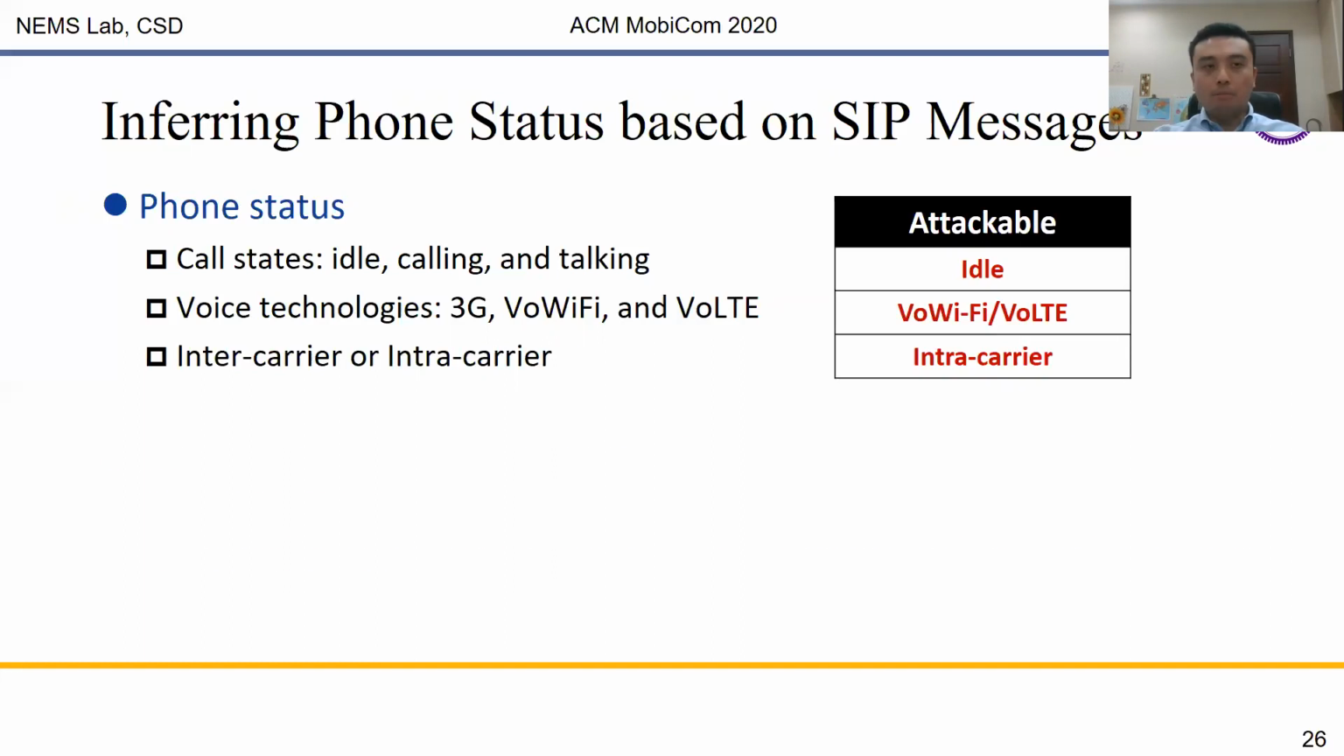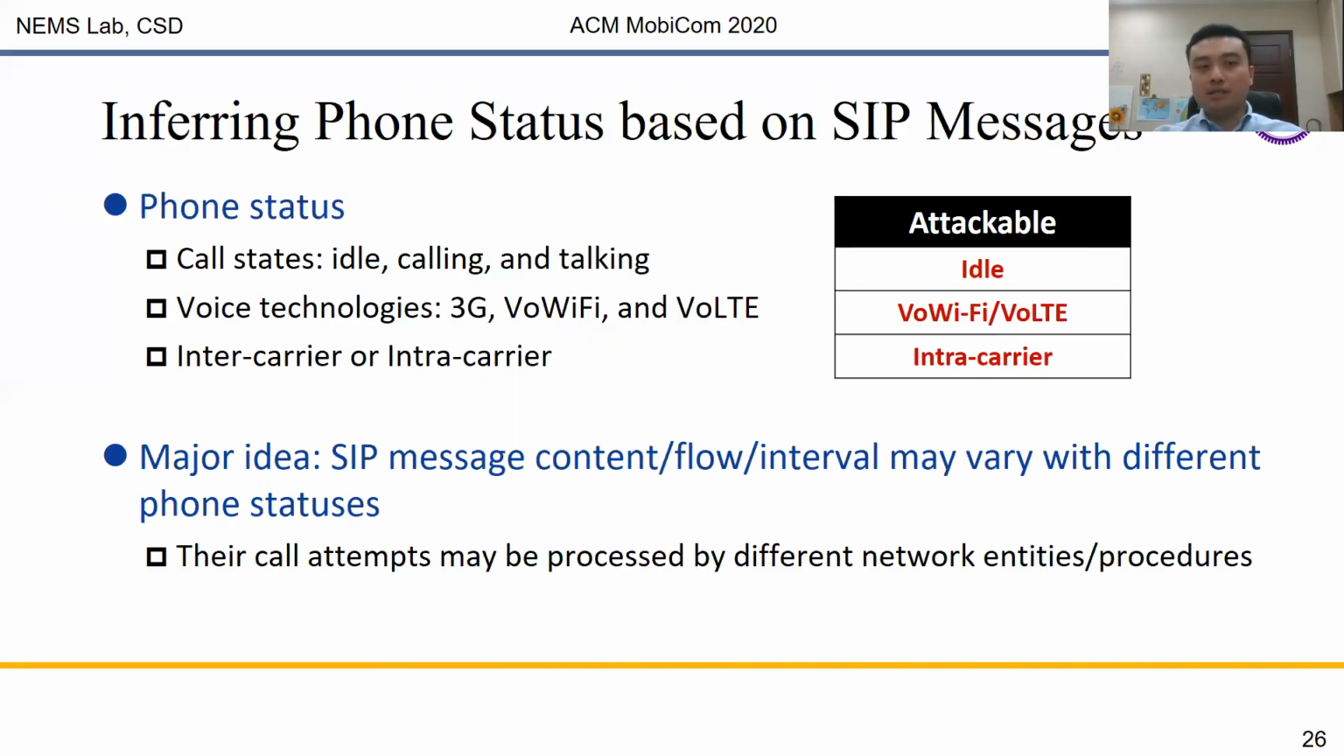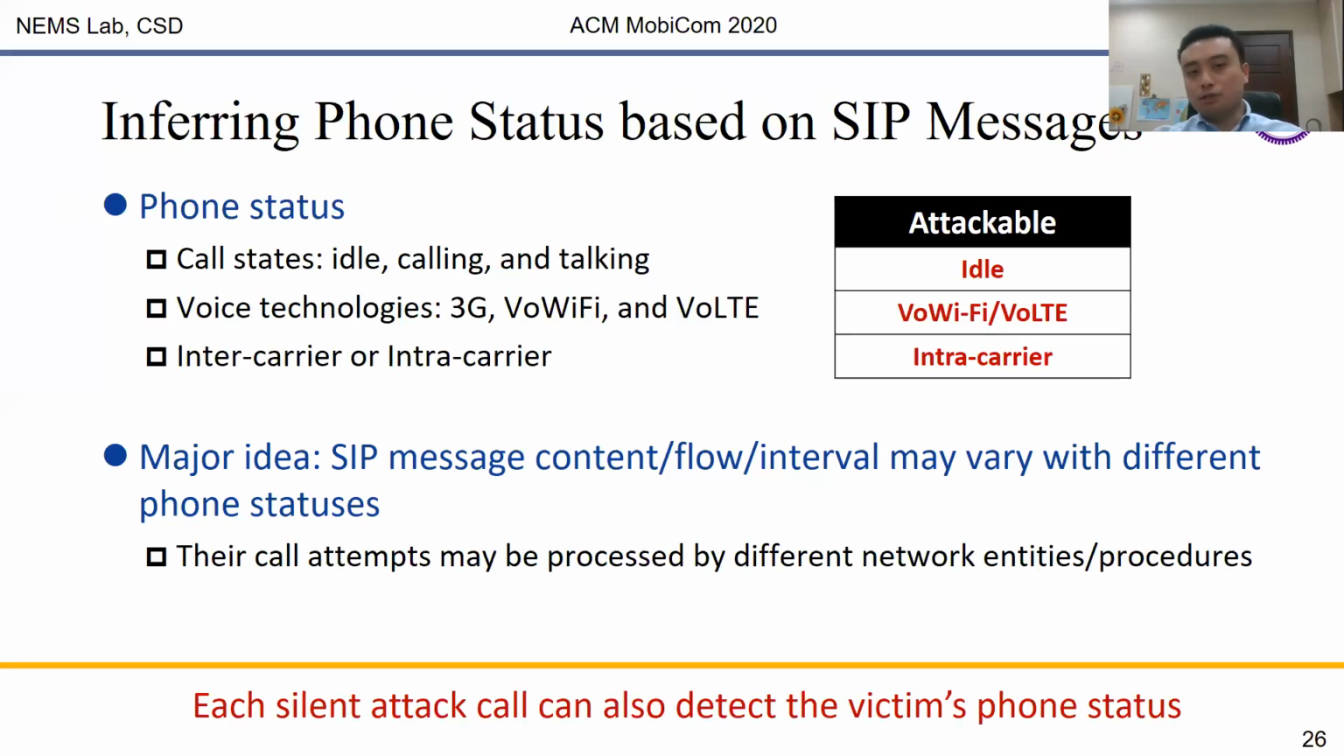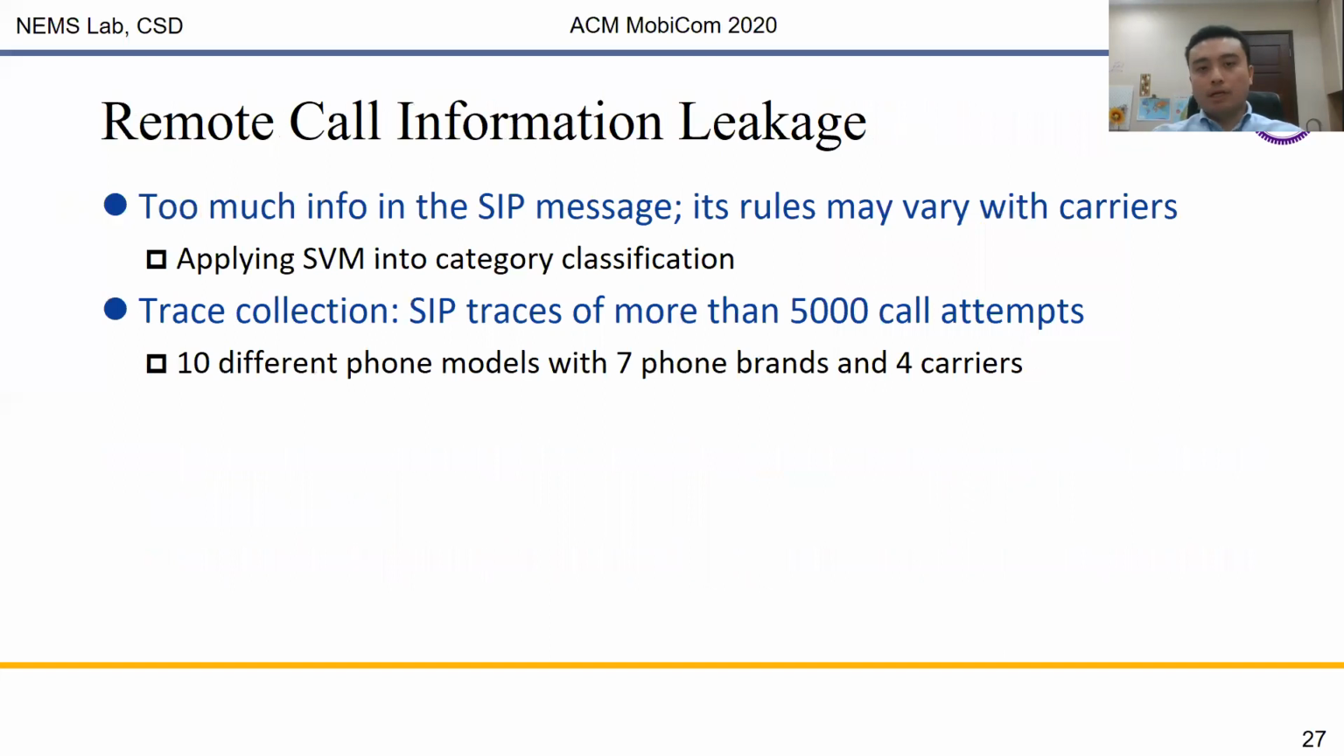The major idea here is that the SIP message content, flow, and interval may vary with different phone statuses, because their call attempts may be processed by different network entities and procedures. Based on the initial SIP messages, each silent attack call can also detect the victim's phone status. It can be considered a vulnerability of the 4G network architecture: remote call information leakage.